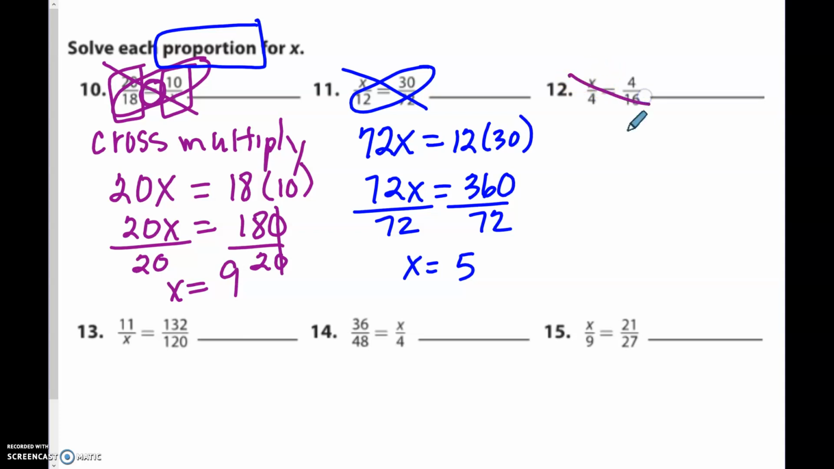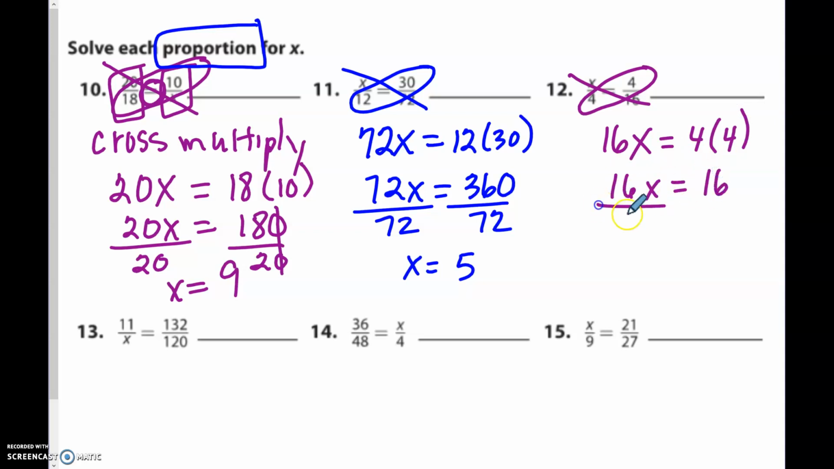All right, so we're going to cross multiply 16 times x, and we don't have to actually write that. Remember, we can just write 16x. You don't need a times sign in there. And then we're going to multiply going this way. So 4 times 4. So we have 16x equals 16. And now when we divide both sides by 16, we get x equals 1.